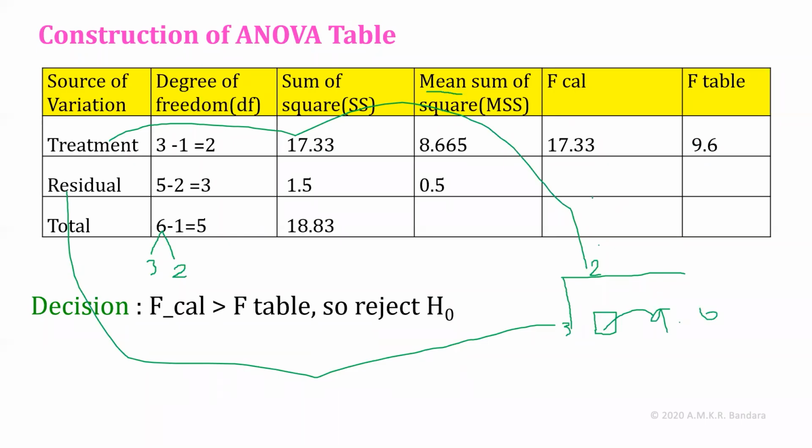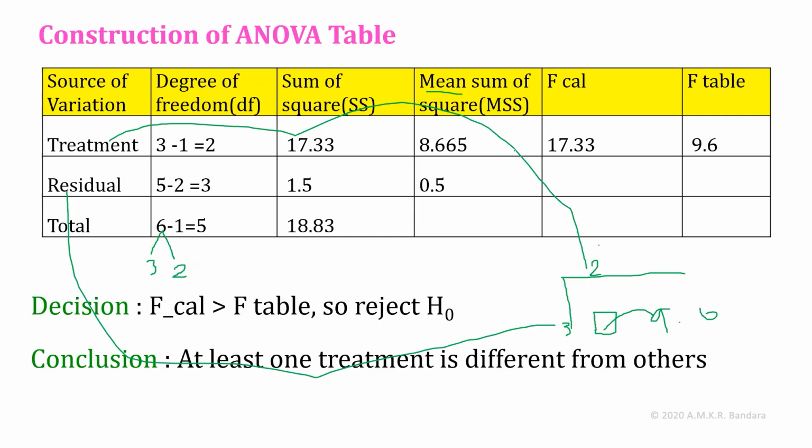So you can see the calculated value is greater than the table value. That means this difference in the sums occurred in the population also. So we call these significantly different. Therefore, there is a significant treatment difference. So the decision: if F cal is greater than F table, reject the H naught. When the F cal value is greater than the F table value, we can reject the null hypothesis.